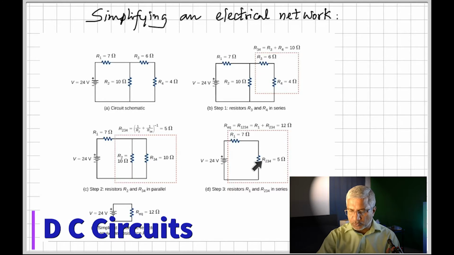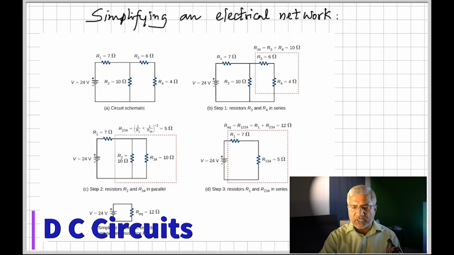So what is the total? It's 12 ohms. So finally we end up with this circuit. Now you have a 24 volt source connected to a 12 ohm resistor. What is the current? 2 ampere. By Ohm's law, current is voltage by resistance. So 24 divided by 12 gives 2 ampere. So the current that starts out from the battery is 2 ampere.